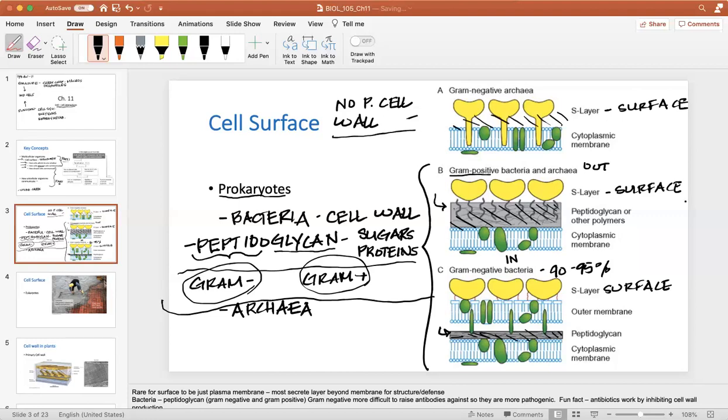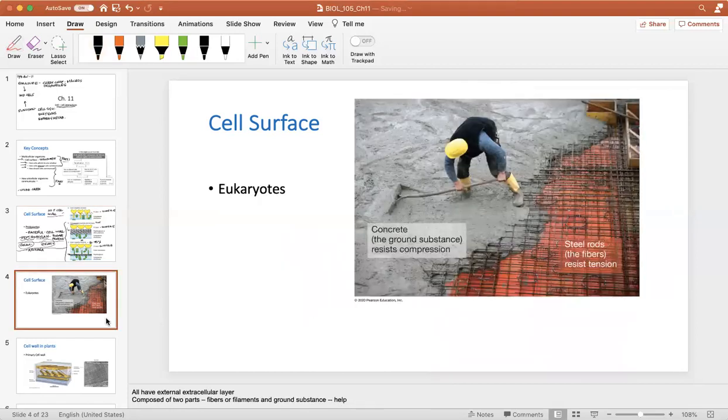Now let's contrast all of this with the situation in eukaryotes. When we're talking about eukaryotes, of course, we're talking about anything that's nucleated, has membrane-bound organelles, and so that's going to be things like plants, right? It's going to be fungi. It's going to be animals, right? Any sort of algae, anything like that.